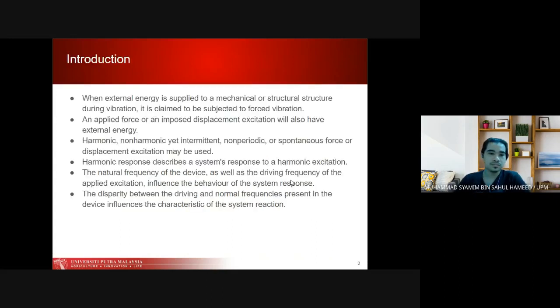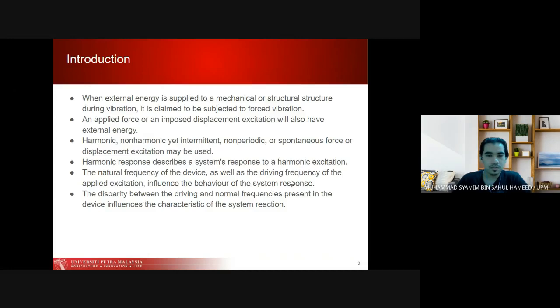As the introduction, when external energy is supplied to a mechanical or structural system during a vibration, it is said to be subjected to a forced vibration. An applied force or an imposed displacement excitation will also supply external energy. The harmonic and non-harmonic yet intermittent, non-periodic or spontaneous force or displacement excitation may be used as the applied force.